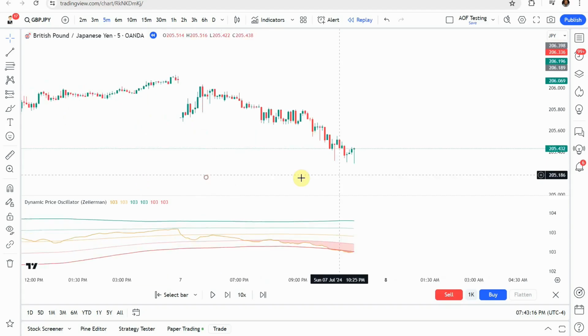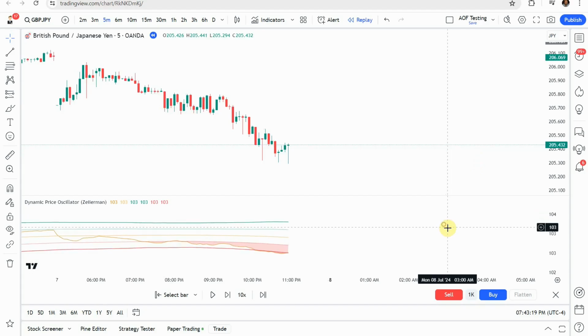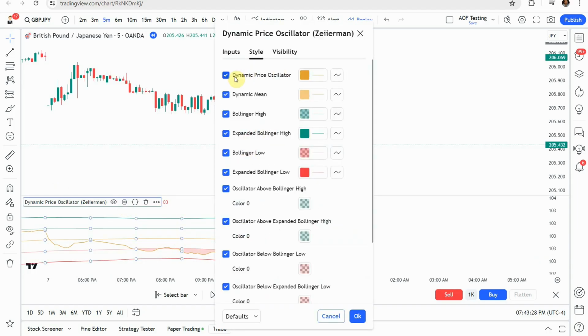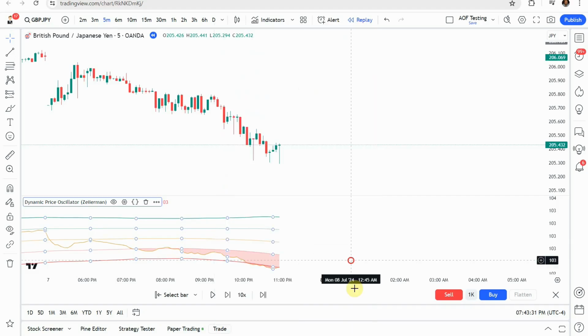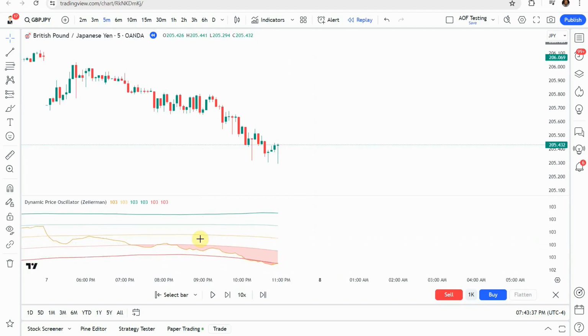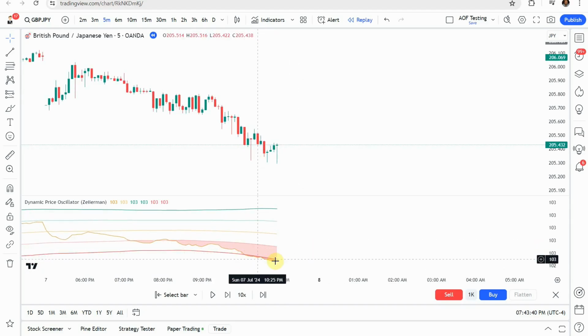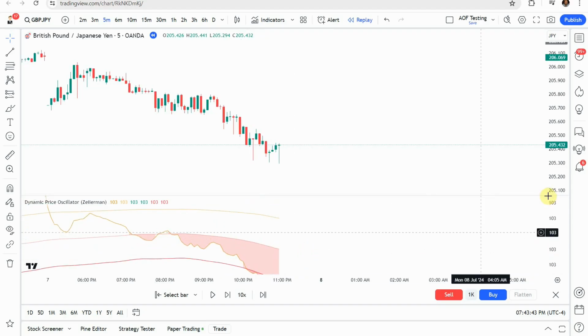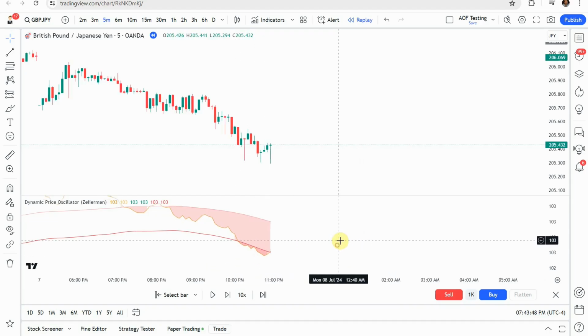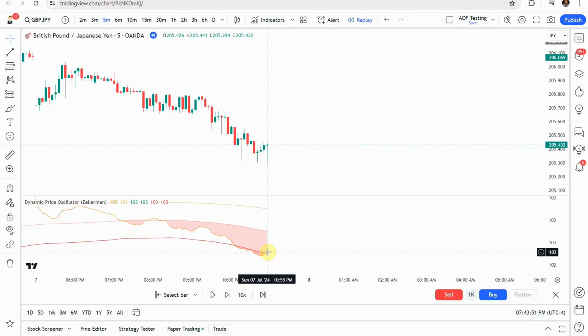And so what we're looking for in a long trade is when the oscillating line, I'm not sure what it's called exactly, the dynamic price oscillator, so the name of the indicator, crosses down below this lower band. You can see that we get this kind of breakout to the downside where the cloud goes a little bit darker red. And then what we're looking for is price to cross back across to the upside of that red lower line.